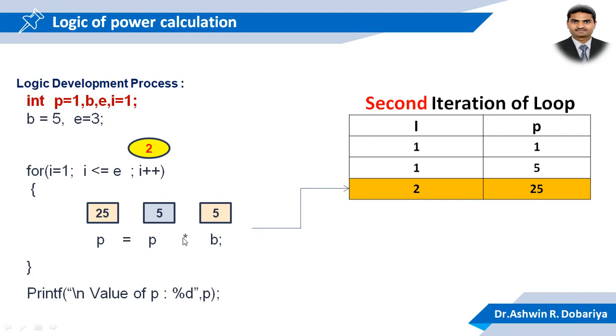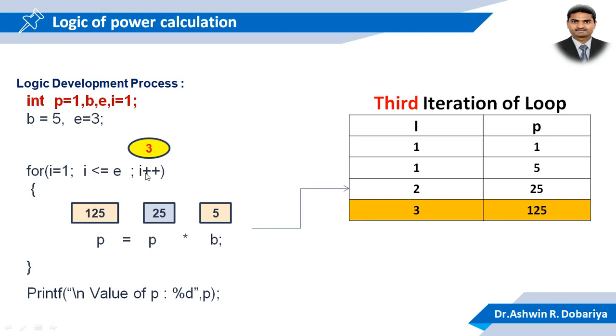Then when the loop executes the third time, I becomes 3. 3 is less than or equal to 3, so again the condition is true. The latest value of P is 25, and again multiplying by the base, 25 multiplied by 5 is 125. So now the P value is 125. When the loop would execute a fourth time, I becomes 4, and at that time the condition becomes false, it terminates and prints the value of P. So the answer is 125.